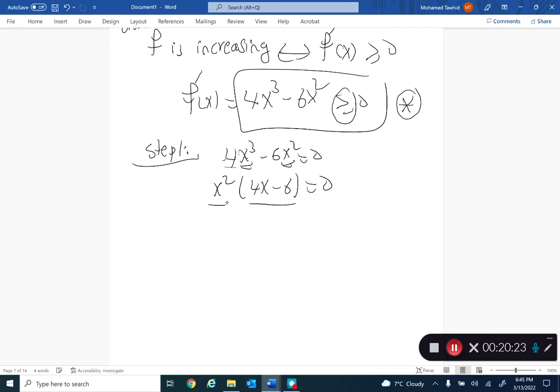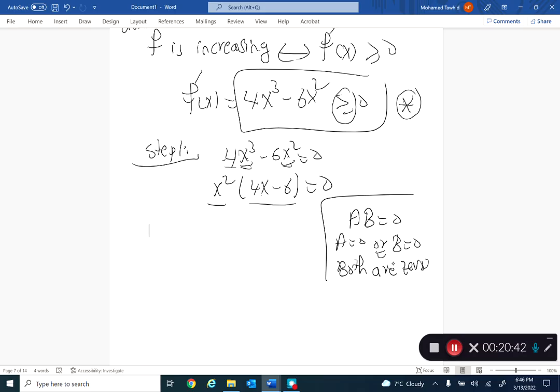Now you have the so-called zero product. What is zero product? A multiplied by B equals 0, right? A could be 0, or B could be 0, or both of them are 0, because 0 multiplied by anything gives 0. So at least one of them must be 0. Here you have a product, so x squared equals 0, or 4x minus 6 equals 0.